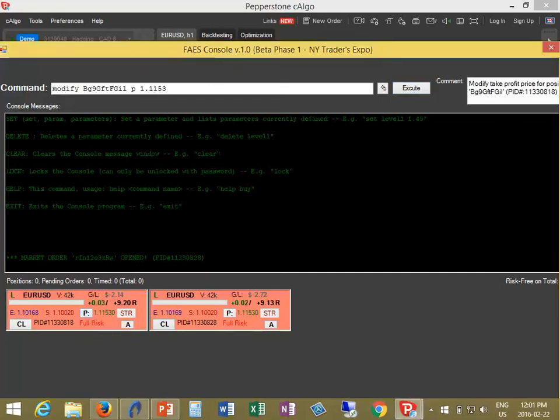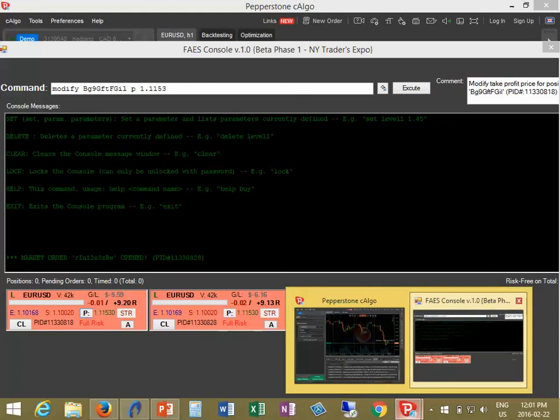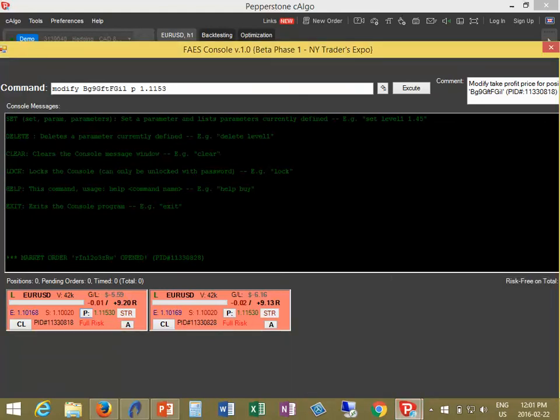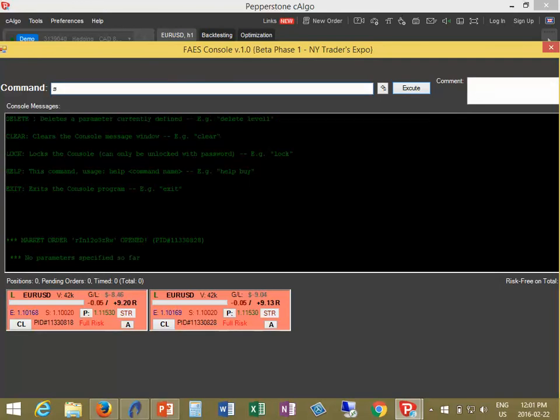For example, you can modify the profit level. You can close the position. But there is something more interesting, and there's a lot, of course. There's no time to demonstrate that. But one thing I would like to demonstrate, and I know the time is up, is the possibility to set some parameters. For example, I can set stop loss, and I can give a level, and then I can use that level within an order as well.